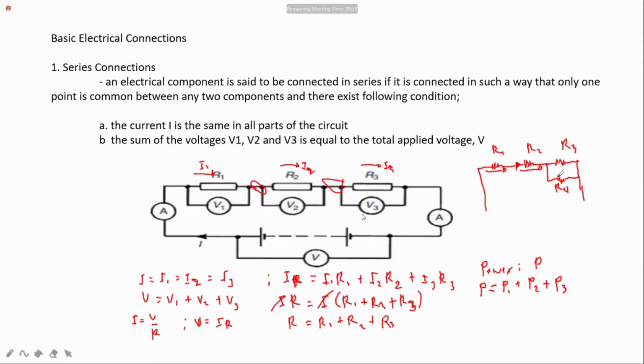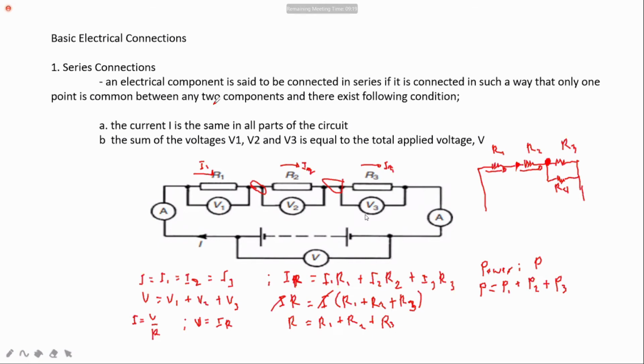Comparing that with R3, R2 and R3, how many points are common in between R2 and R3? So if you strictly look at the diagram, di ba? It falls in the condition that the circuit can be considered as series if they are connected in such a way that only one point is common. So there is only one point common.